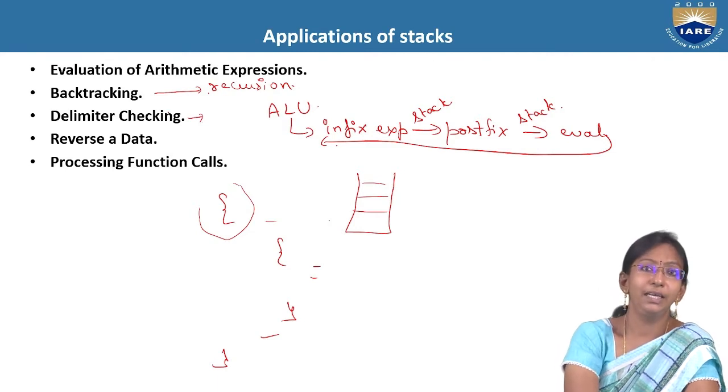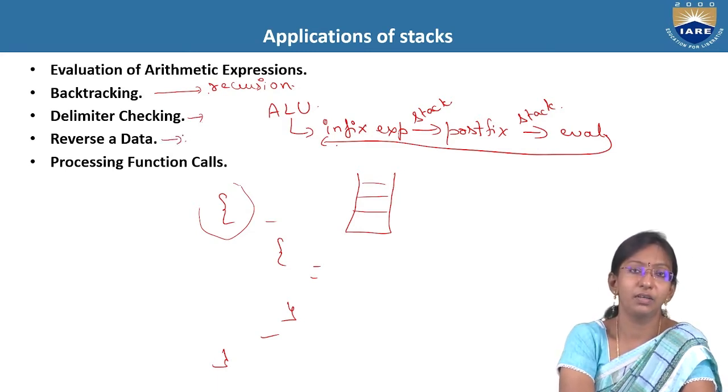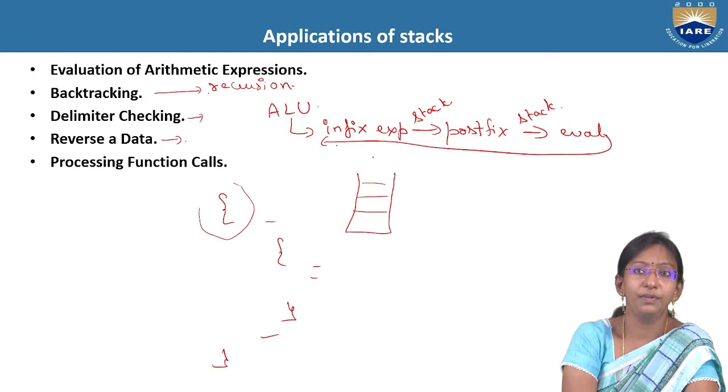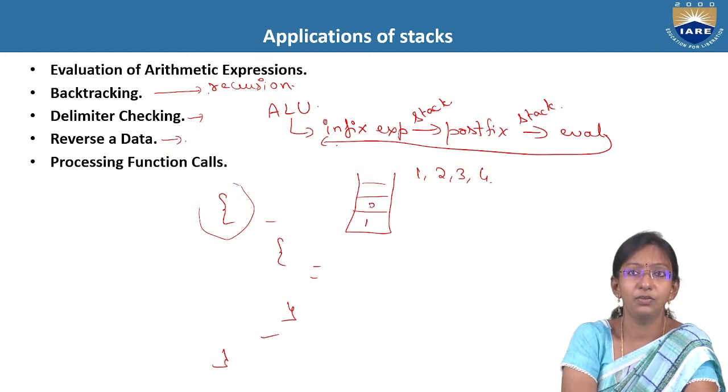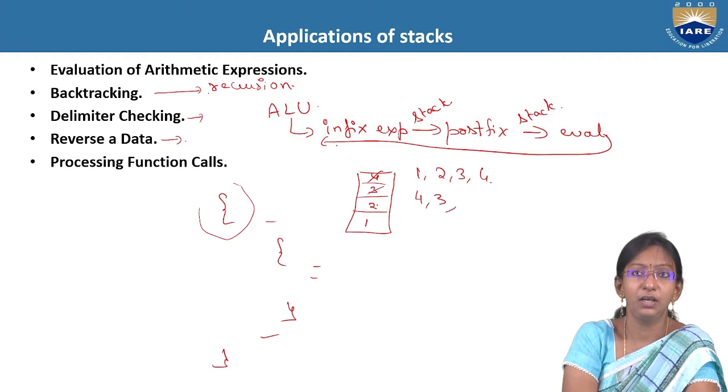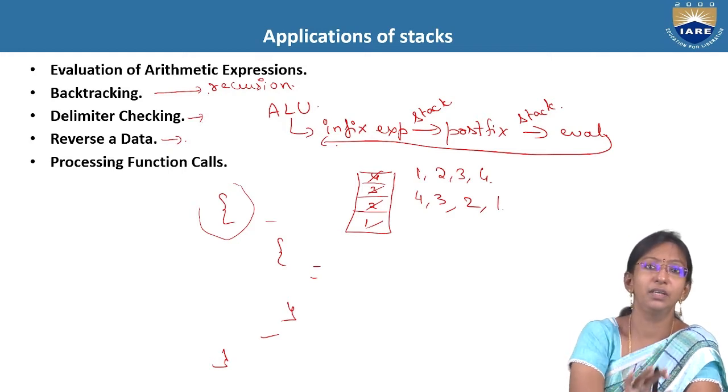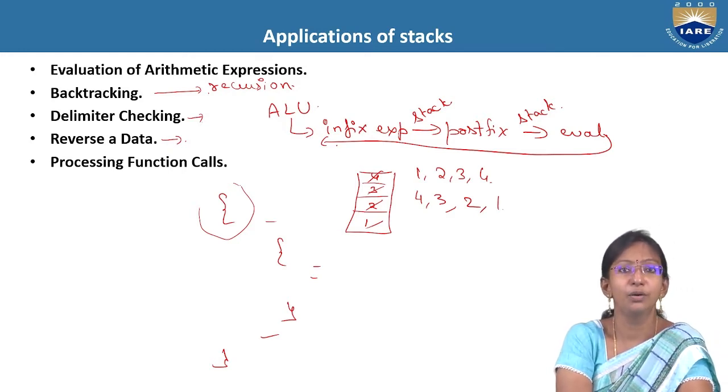Okay, so the next application is reversing data. If the elements are 1, 2, 3 and 4, I insert them into the stack 1, 2, 3 and 4. Now I pop them out to display. So 4, then the next pop is 3, next pop is 2, next pop is 1. Can you see I have reversed the data, right? To reverse the data, a simple technique is to use a stack. Push them, then pop them out, right?